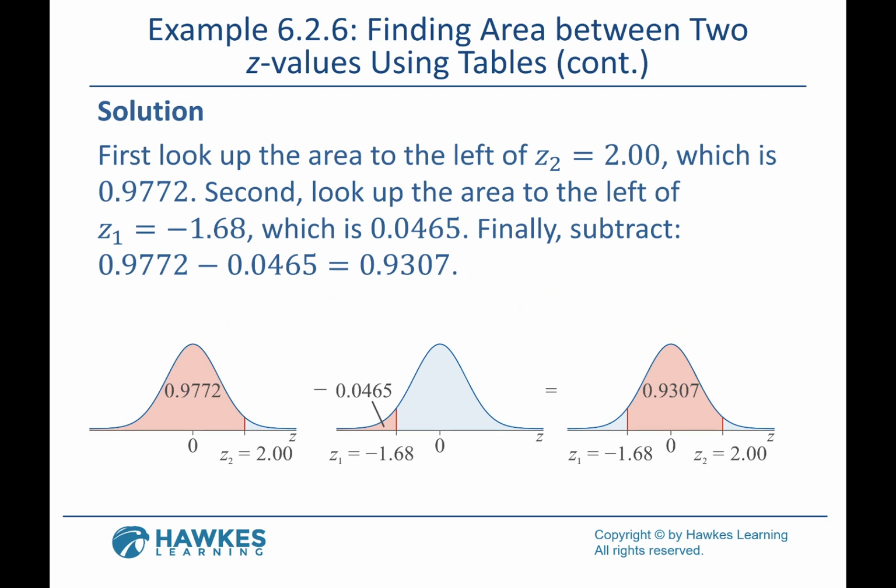If we look up a z of 2.00 in the table, it gives you 0.9772, but that's more than we want for our final answer. That goes all the way off to negative infinity. But if we look up negative 1.68, it gives us 0.0465. This is not a negative area, this is saying subtract the area. That's the piece we want to get rid of. So we do 0.9772 minus 0.0465, and that gives us the area between the two, 0.9307.